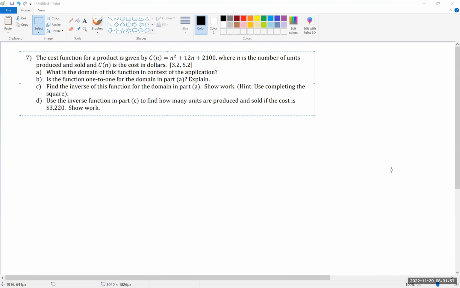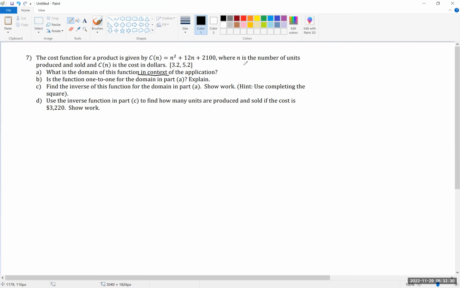All right, so here's the next problem for us to do. It says the cost function for a product is given by that quadratic, where n is the number of units produced and sold, and C of n is the cost in dollars. Part A, what is the domain in the context of the application? It's a parabola, so it goes further to the left and further to the right when you're thinking about it as a pure math problem.